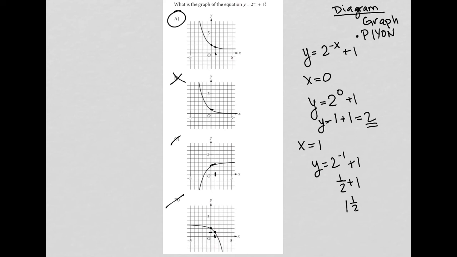Now, if it wasn't enough for you to feel confident, you could say, well, I really want to see what happens when x equals 2. So y equals 2 to the negative 2 plus 1, which is going to be 1 over 2 squared, which is 4. So 1 1/4. So it should still be above 1 even at 2, which looks like is the case there. But again, here, by the time you get to 2, we're negative. So even more so, D is out. A is the best answer.